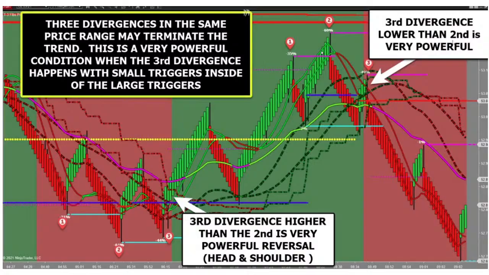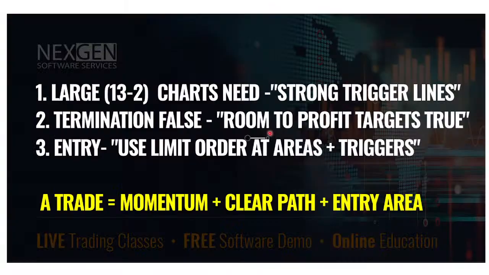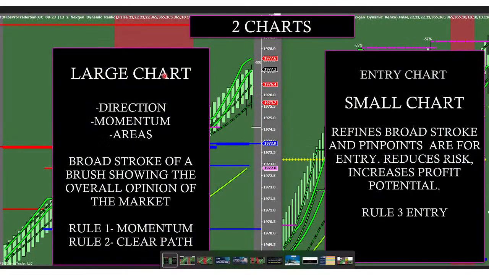But termination conditions, guys, rule number 2 gives you a clear path. It gives you room to make money. Rule number 2 is the most broken rule from new users because we get so excited about taking trades. We get so excited about being in the market that we forget that it's better to trade with advantages. So far, guys, your large chart has been a workhorse. Your large chart has defined the direction of the market.